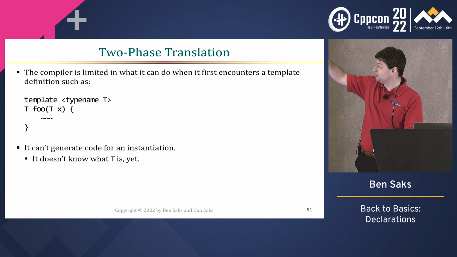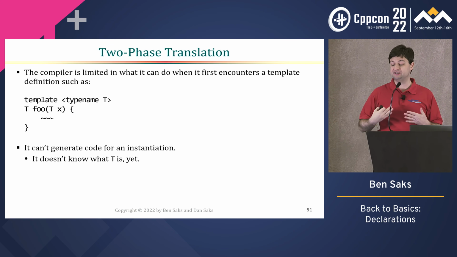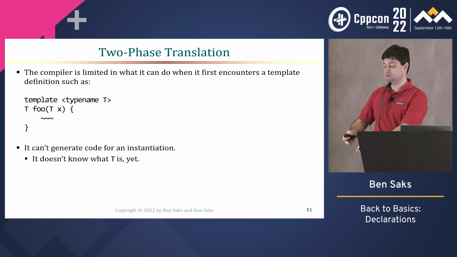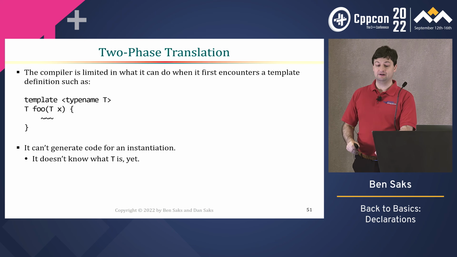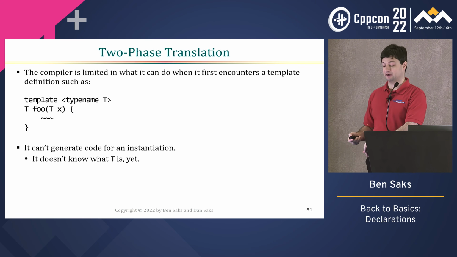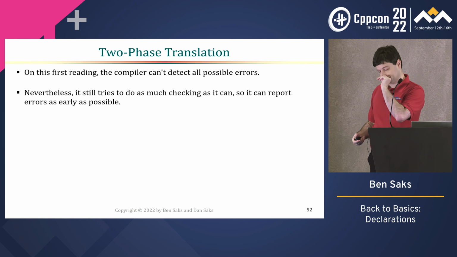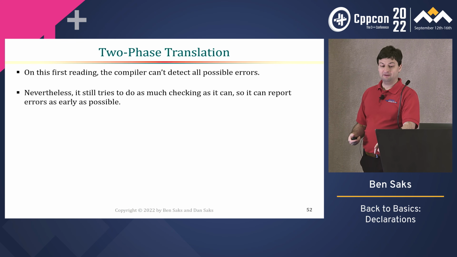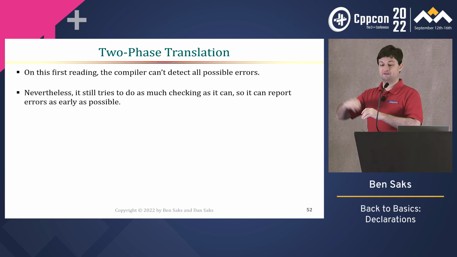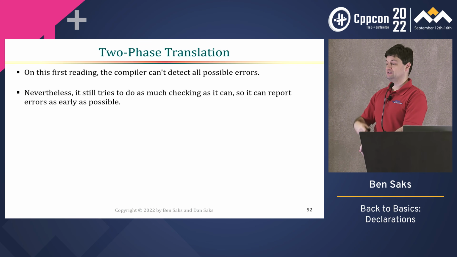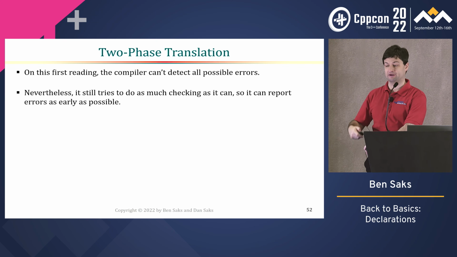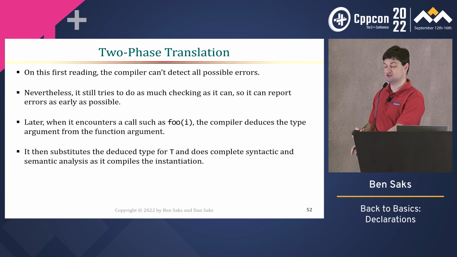In any case, the compiler, upon seeing this, doesn't know what T is going to be yet, so it can't generate the code for the function foo, even though what we're seeing here is the body of a function template. Without knowing what T is, the compiler can't generate the code for that body. Now, the compiler still tries to do some error checking during that first phase when it's reading through the definition of the function template here. It tries to do as much as it can to report errors during that first phase as possible.